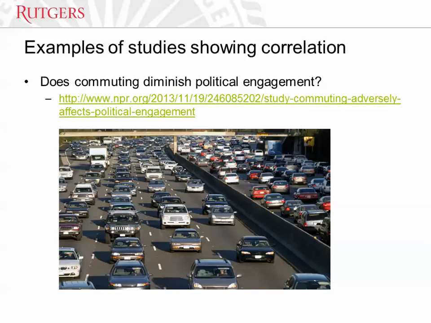NPR social science correspondent Shankar Vedantam has been looking into this. Hi, Shankar. Good morning, Steve. Okay, so why would commuting affect my interest in politics? Well, there have been two different trends over the last several decades, Steve. Researchers have noted that fewer Americans are connecting in civic ways or in political ways. All right. Simultaneously, Americans have been commuting ever longer numbers of hours.